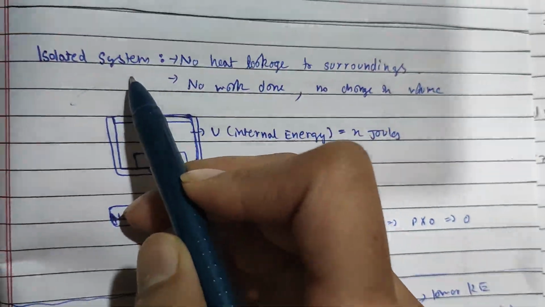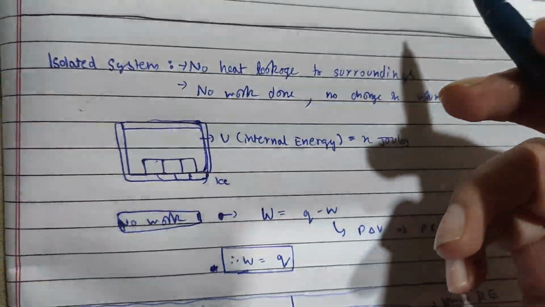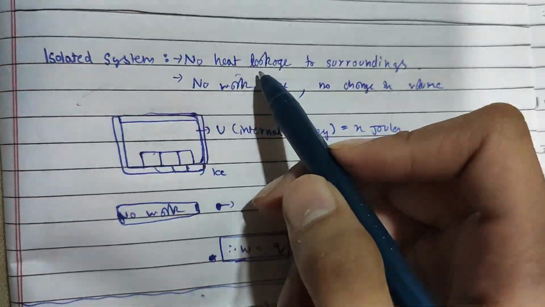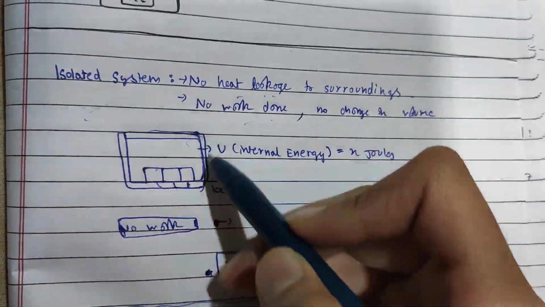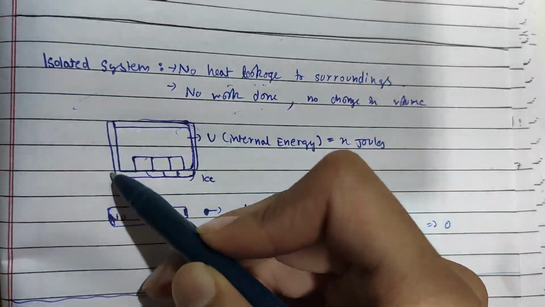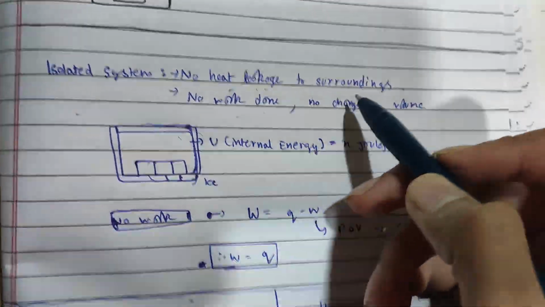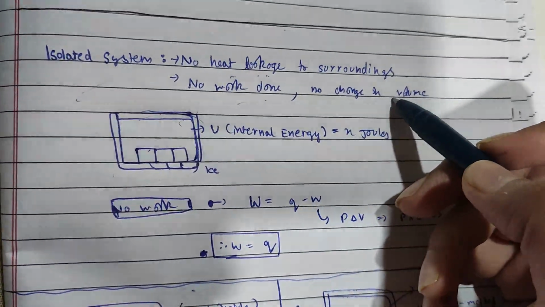First is an isolated system. What is it? You isolate a system, so there's no heat leakage to the surroundings and no work is done, meaning you cannot change the volume of this system. The shape you see, this room, you cannot change the volume by deforming it, and there's no change in volume.